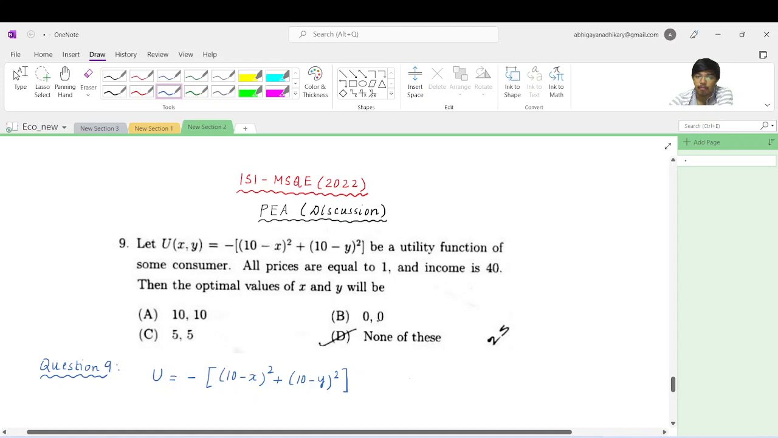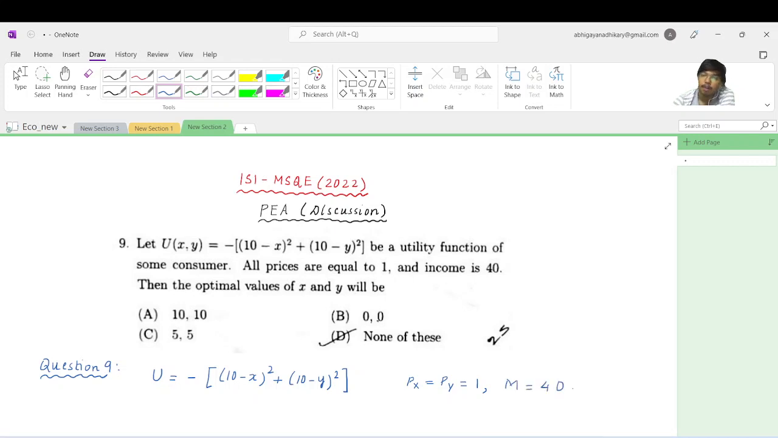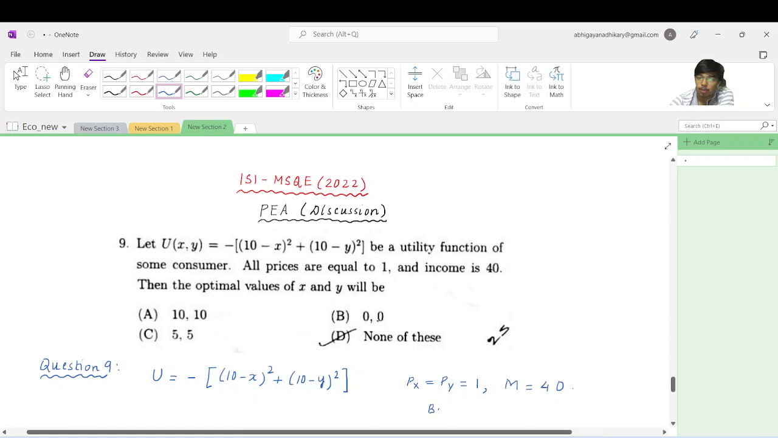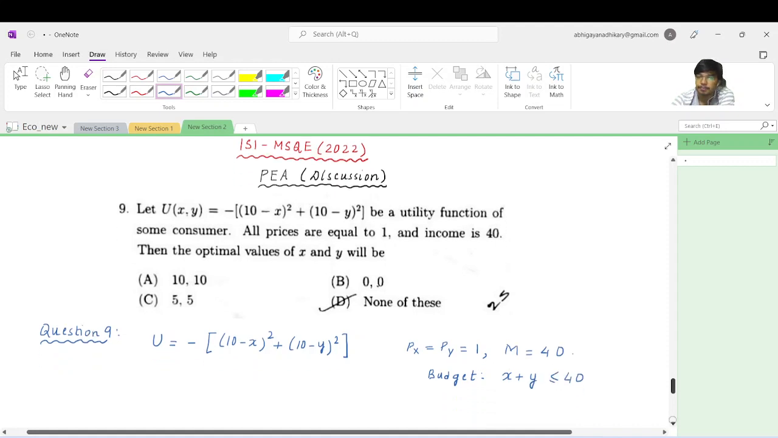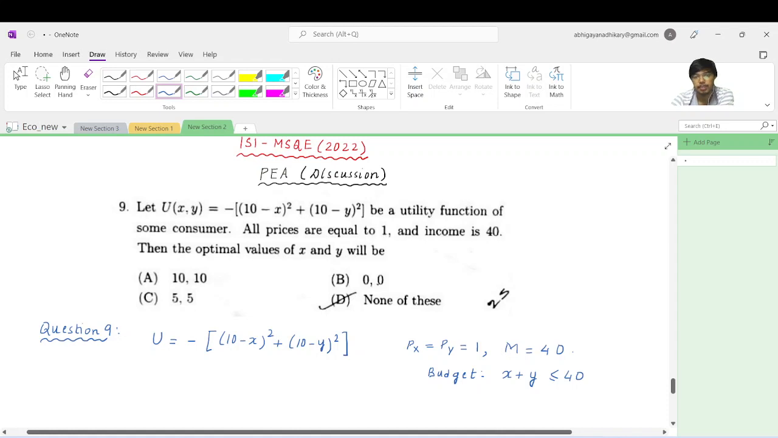The prices of both the goods, that means Px equals Py, have been given to be 1, and the money income has been given to be 40. So what is your budget constraint? It is x plus y less than or equal to 40. Correct? This is the budget constraint that we have.